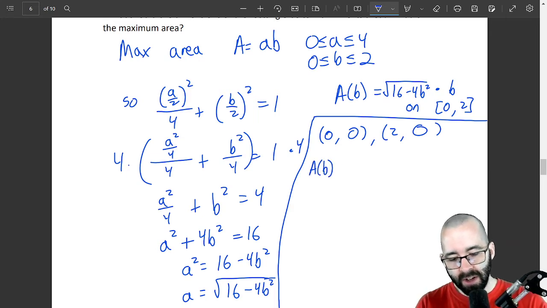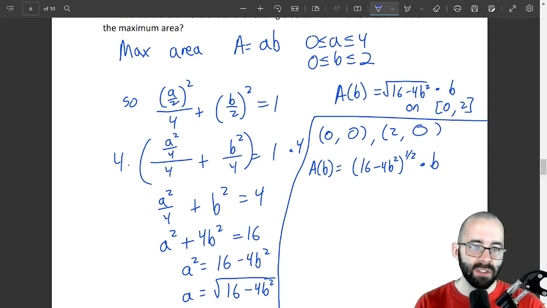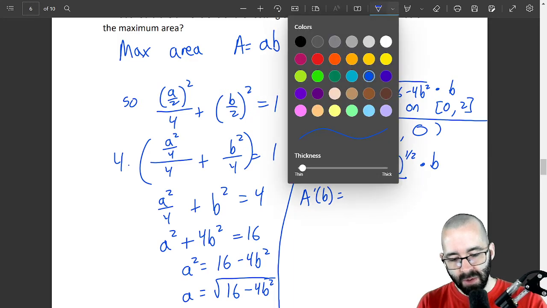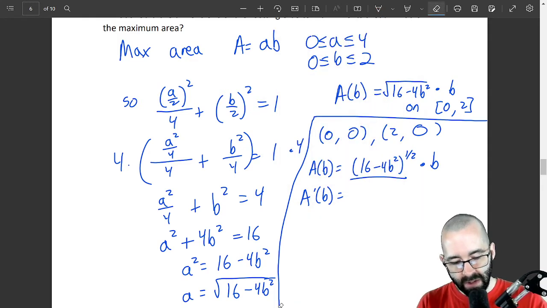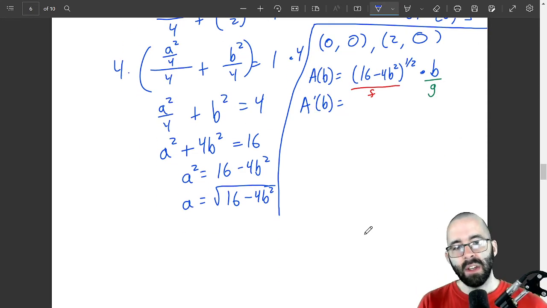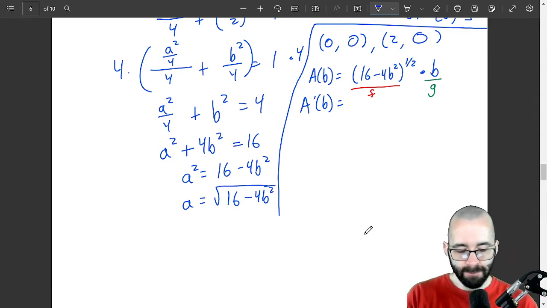So let's rewrite this function. A of b is 16 minus 4b squared to the 1/2 times b. We're going to have to take the derivative, which is going to use the product rule. So A prime of b, well, that's going to be the derivative. Oops, I wanted to do that in a different color. So I will. This can be our f. And this can be our g. Green and red are really terrible choices. I'm using Microsoft Edge instead of my open board app to have things be more similar to how you guys would be looking at it.